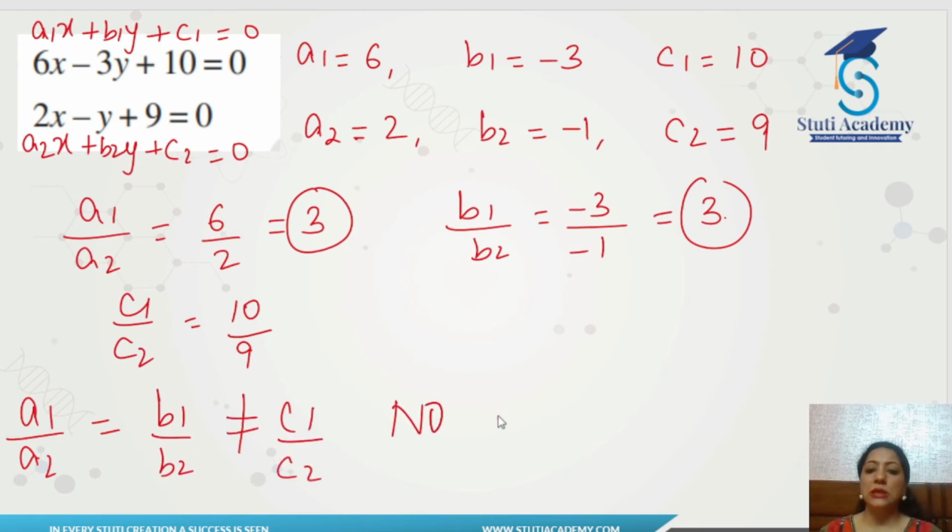So this is the case of no solution. That means if you draw graphs of these two equations on the Cartesian plane, you will get no point in common. No point in common means that these two lines would be parallel. So this is the case of parallel lines.